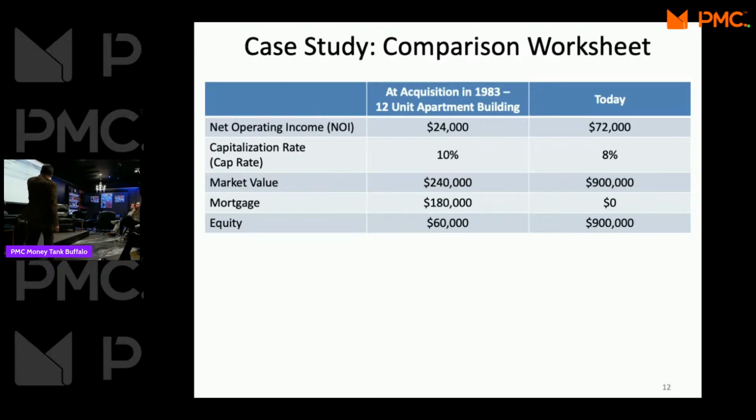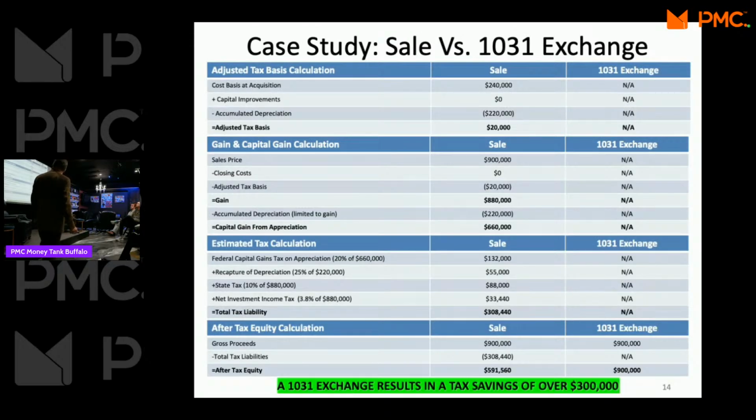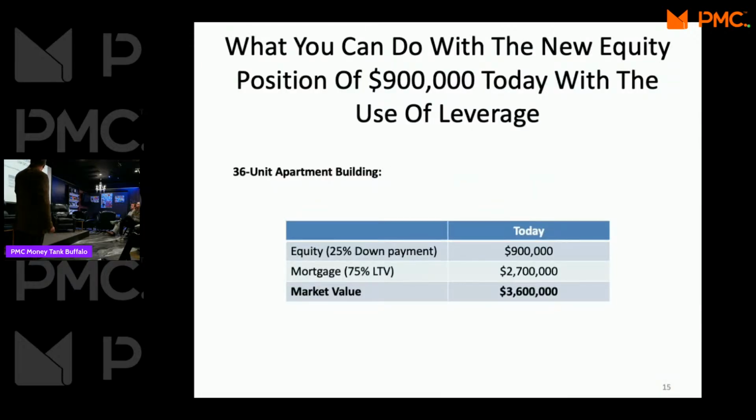So 900,000 value. We're debt free. We had no mortgage, so we have 900,000 of equity. Right? So, I mean, you can take that a step further and say, okay, what can I do with 900,000? If I apply the same rule that I did when I acquired this asset back in 1983, with a 75% loan to value, you can take that 900,000 and buy an asset worth $3.6 million with the use of a 1031 and leverage, right?